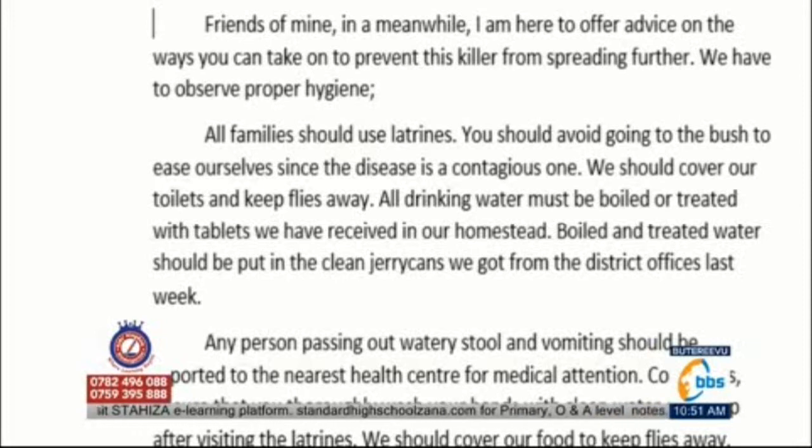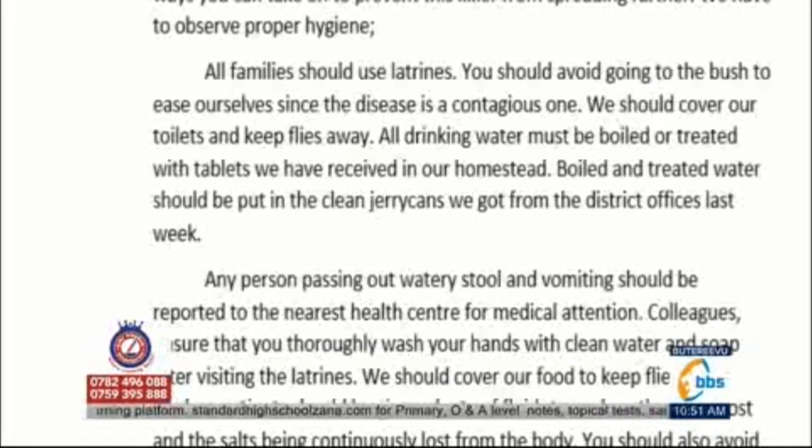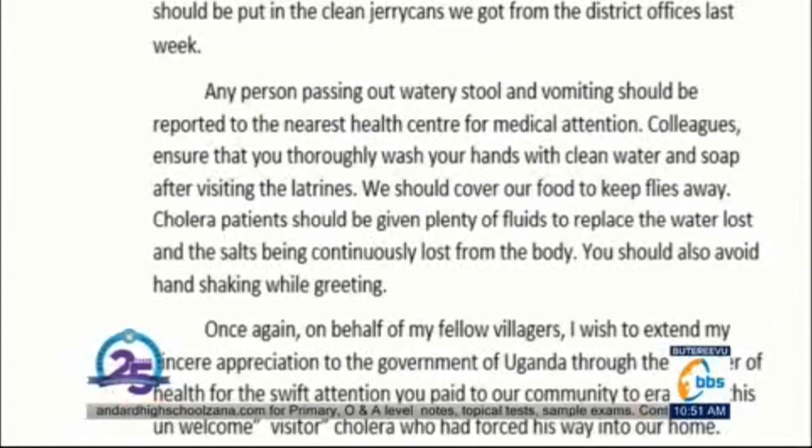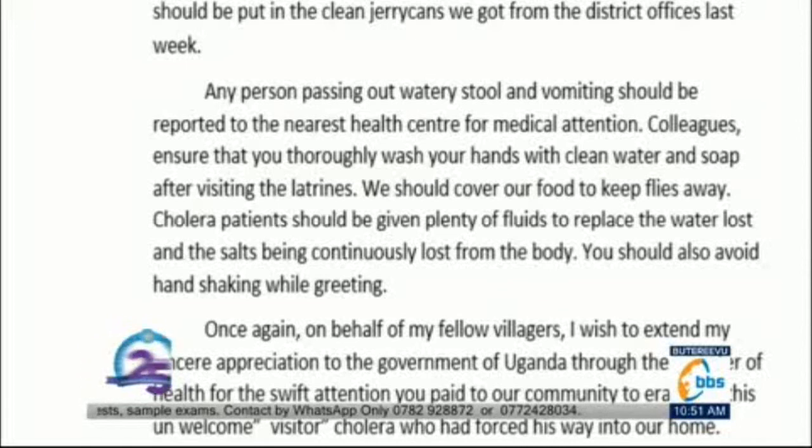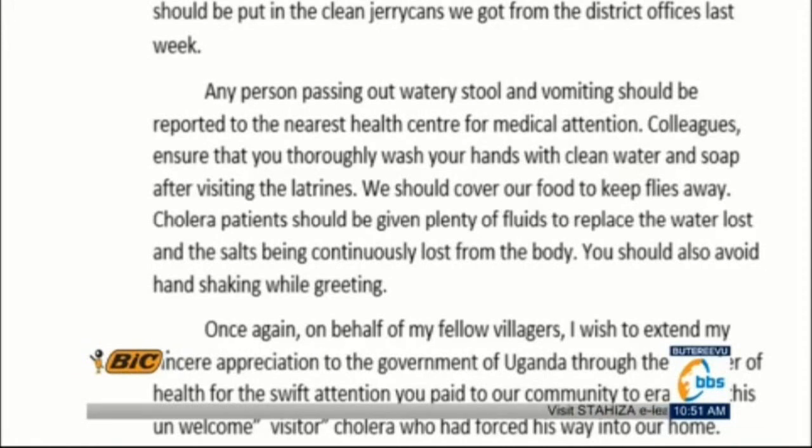"Colleagues." Now mark that word, colleagues. He's also bringing you closer to him or her to make sure that you are engaged, part of his speech. So he's saying, "Colleagues, ensure that you thoroughly wash your hands with clean water and soap after visiting the latrines. We should cover our food to keep flies away. Cholera patients should be given plenty of fluids to replace the water lost and the salt being continuously lost from the body. You should also avoid handshaking while greeting."